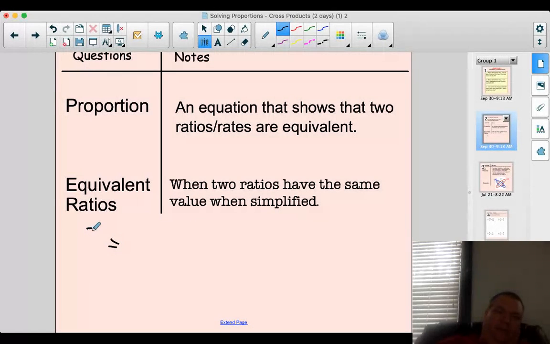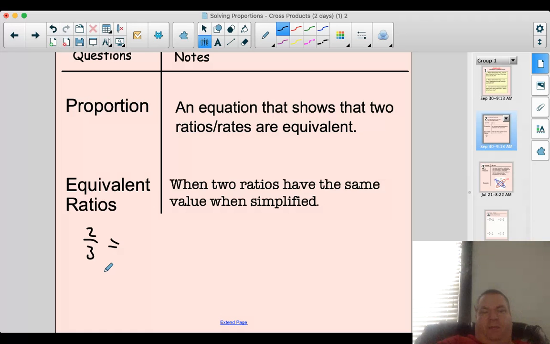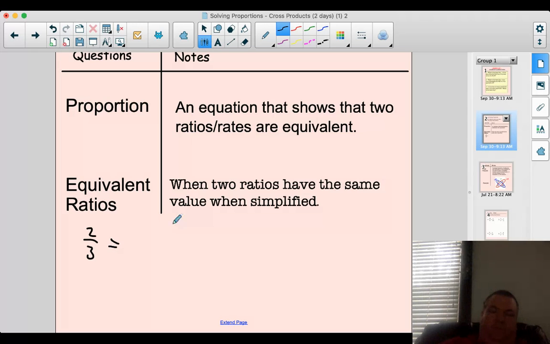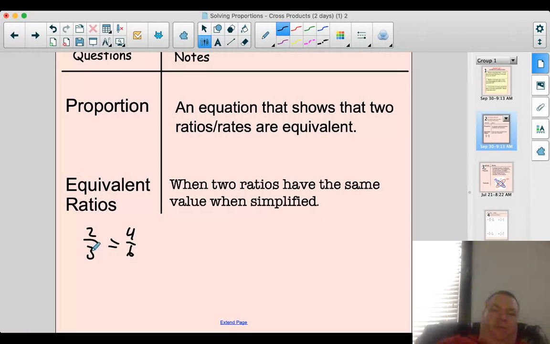So, let's take a ratio. Let's say 2 to 3. 2 to 3 is a ratio. If I come up with an equivalent ratio, just like I would an equivalent fraction, by multiplying the top and bottom by 2. So if I multiply both those by 2, I would get 4 over 6. So 2/3 and 4/6 are equal fractions, equivalent fractions. 2 to 3 and 4 to 6 are also equivalent ratios.